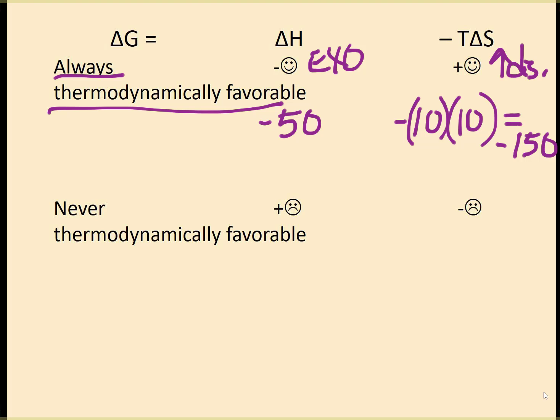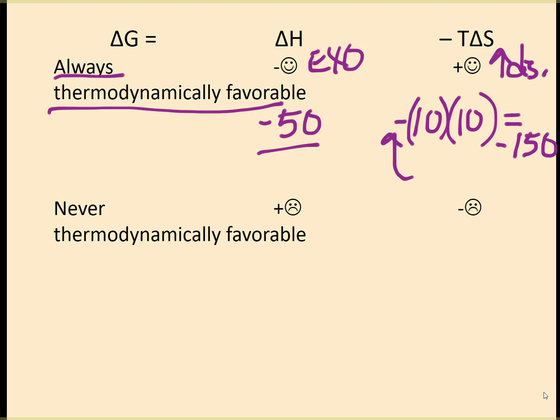It doesn't matter what my temperature is because there's a negative sign here. No matter what my temperature is, as long as my entropy is positive, I'm always going to get a negative number. So a negative number plus my negative number with my exothermic reaction, I'm always going to get a negative number. So therefore, it will always be thermodynamically favorable.